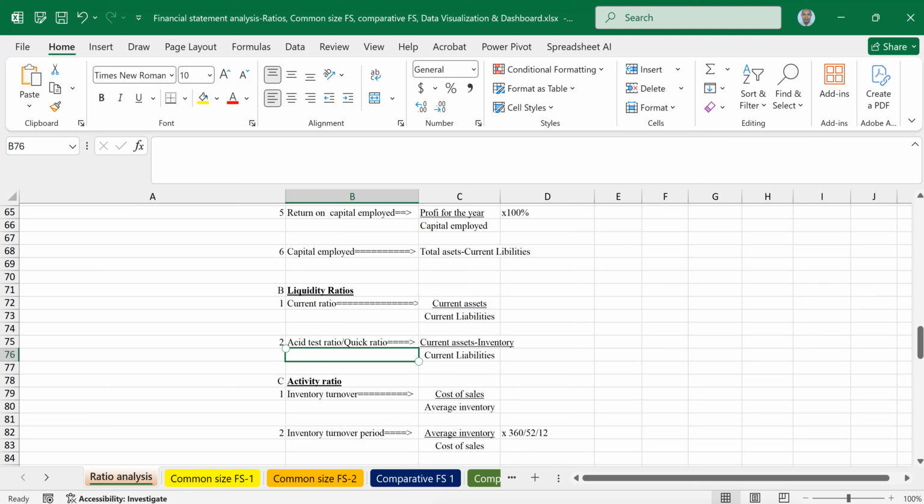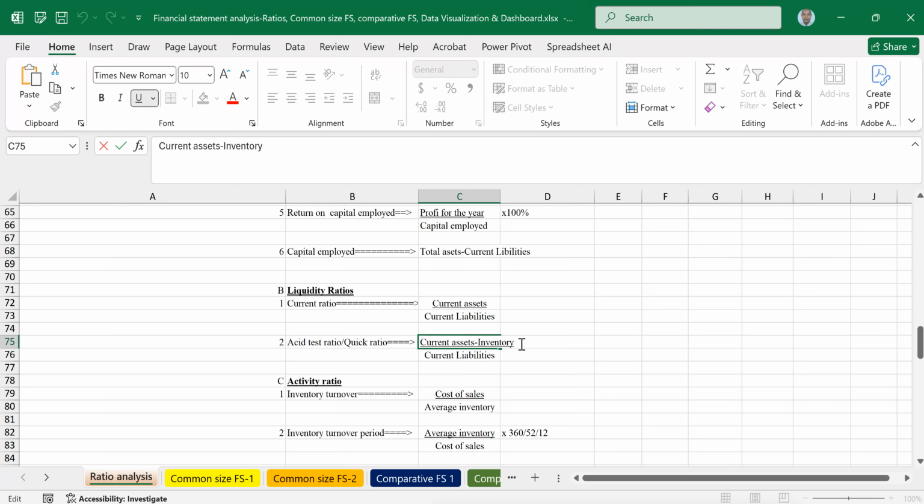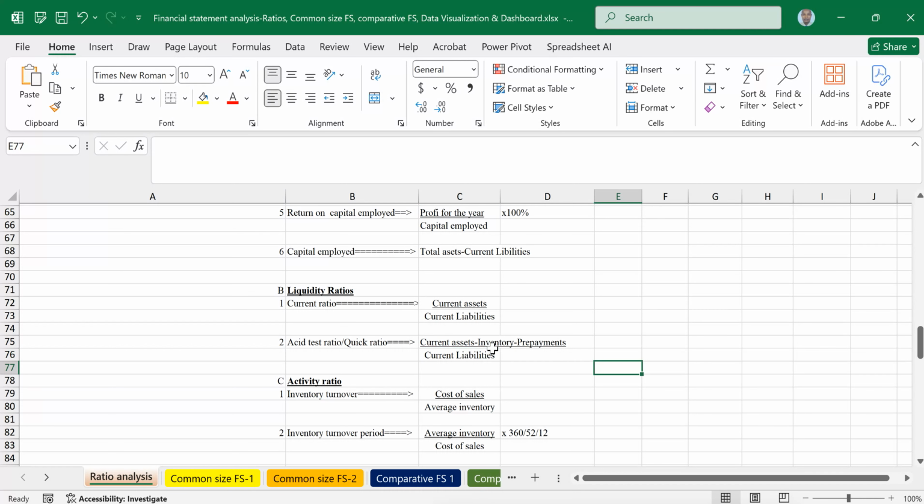Then we have the acid test ratio, also known as the quick ratio. Acid test ratio is simply current assets minus inventories over current liabilities. So you take your current assets, deduct inventory, then you divide that with the current liabilities. Here we have also minus prepayments to be included. So minus prepayments, and that will give you the acid test ratio or quick ratio.